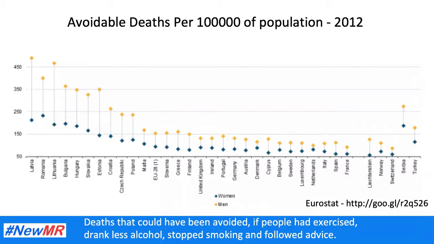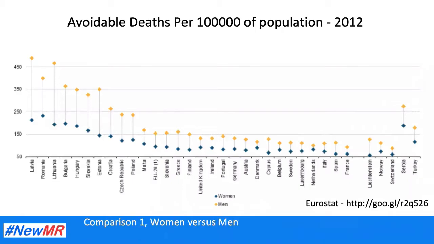And what we can see here are several things, two types of comparisons in particular. The first is a comparison between men and women. The women are in blue, the men are in yellow, and we can immediately see as we look across the page that in every single country, men have more avoidable deaths than women. That comparison gives us quite a lot of information straight away, and we can see that in some countries, the gap between men and women is really large.